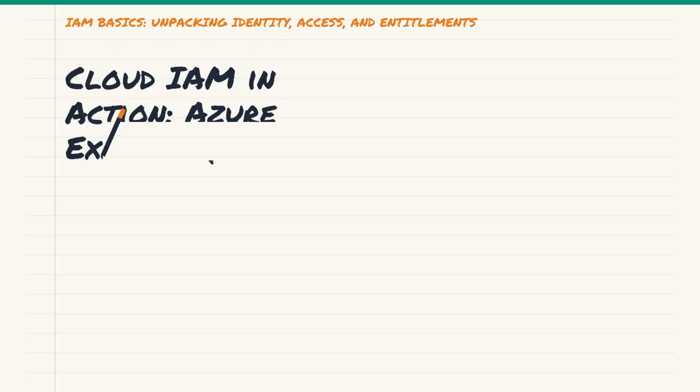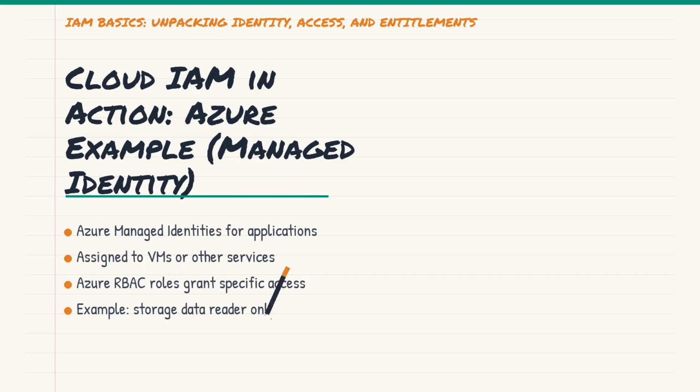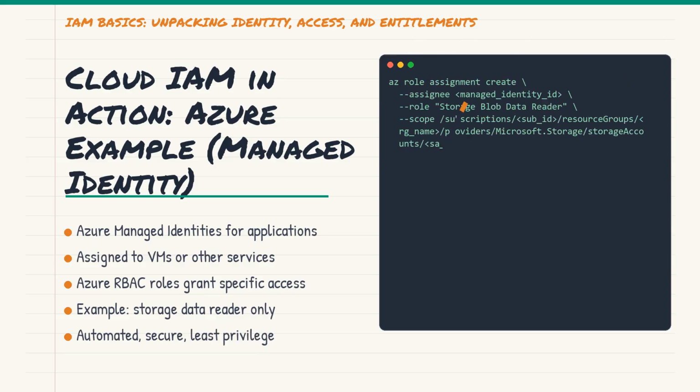Similarly, in Azure, if an application, a service account, running on a virtual machine needs to access a storage account, you wouldn't hardcode credentials. Instead, you'd use an Azure managed identity. This identity is automatically managed by Azure and assigned to your VM. You then grant this managed identity specific Azure RBAC, role-based access control, roles on the storage account, perhaps storage blob data reader but not contributor. Azure handles the credential rotation, and you only grant the precise entitlements needed. This provides a secure, least privilege way for services to interact, removing credential management headaches.